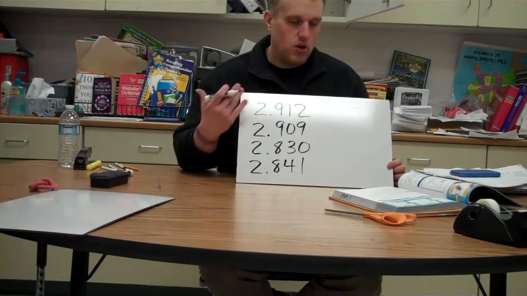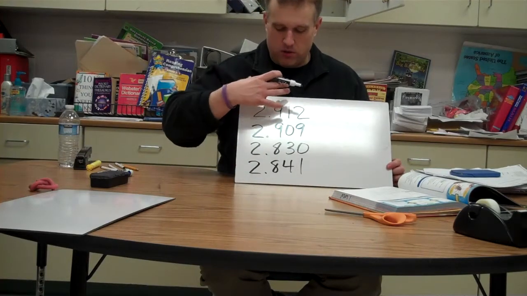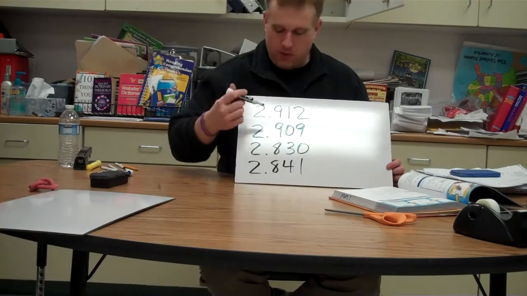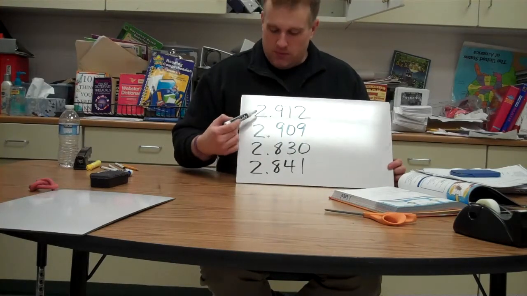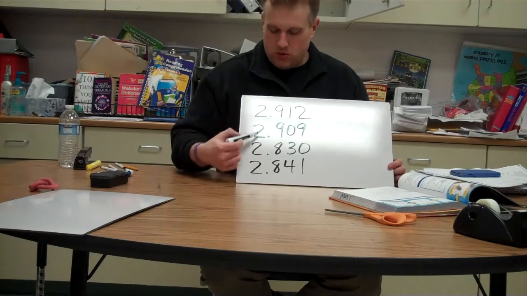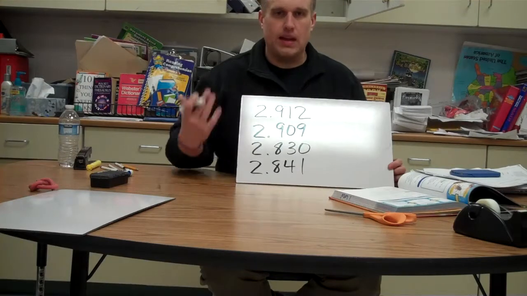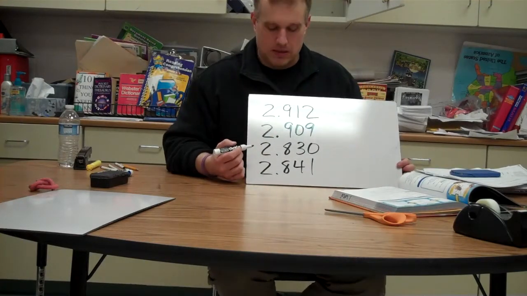Okay, so I'm going through the same process that I did before. First, I wrote this vertically, I wrote it horizontal in the book, but I'm going to look at my whole number here, to the left of my decimal. Okay, and I can see in every one of these numbers that it's the same, it's 2. 2, 2, 2, 2. Okay, so that doesn't tell me anything. So I need to go to the 10th place.